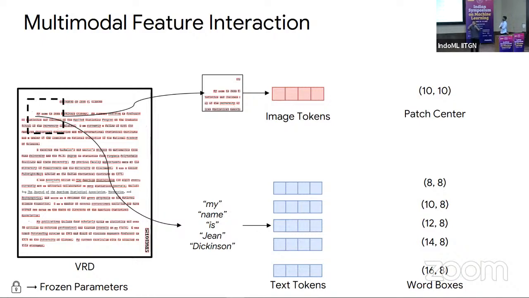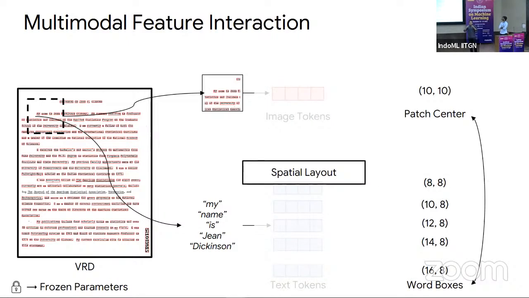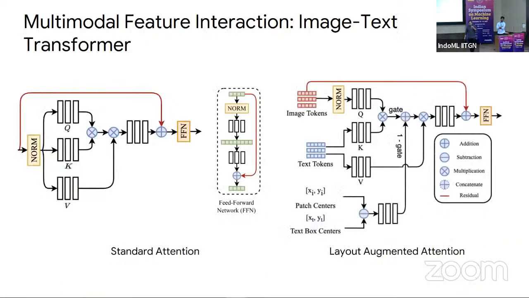So apart from this information, like image tokens and text tokens, we also consider the patch centers. Like for every patch of an image, we see where the patch is present. And we also take the center of the bounding boxes for each and every word. So what happens here is that the image and text tokens represent the semantic context of the document, and the patch centers for the image and text boxes determine the spatial layout of the document, which will give you a sense of what the structure of the document essentially is.